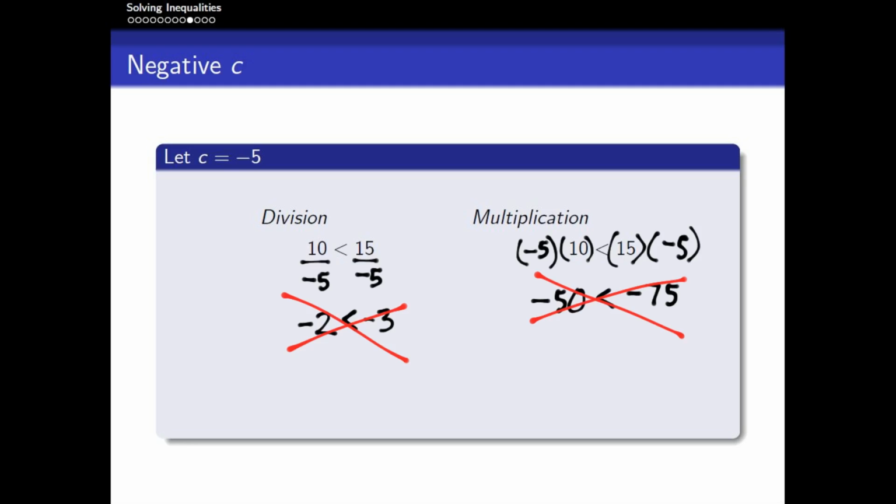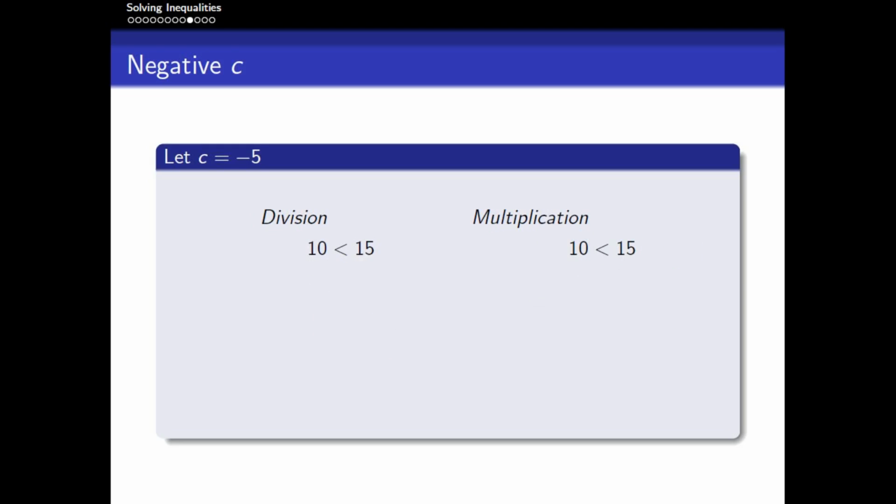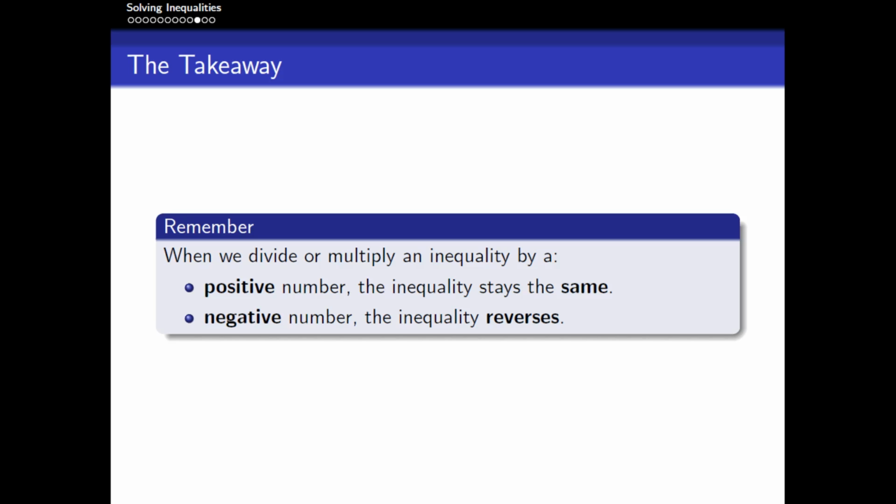How can we make it true? Well, how about I flip the sign? If I flip the sign, then all of a sudden it will become true. So, let's remember when we divide or multiply an inequality by a positive number, the inequality stays the same. And if we multiply or divide an inequality by a negative number, the inequality reverses. It reverses.